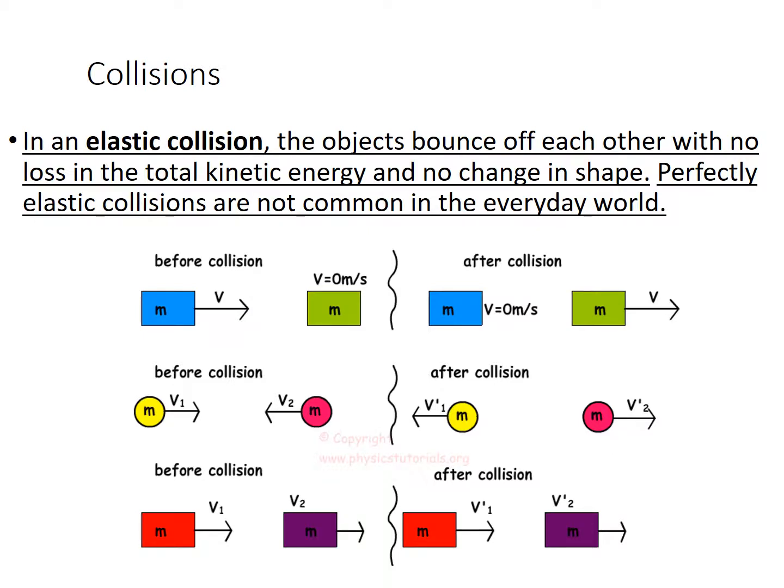So for example, in the first picture, the blue box hits the green box that is at rest, so that it transfers that energy over to the green box, which is now moving, and the blue box is now at rest. The middle picture with the yellow and pink ball is kind of like when you play pool. You have two balls going towards each other, and then they bounce off each other and go in opposite directions. On the bottom picture, both objects are moving, and they collide and they still continue moving on afterwards.